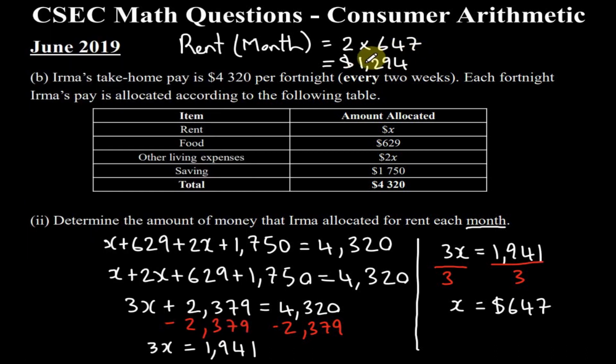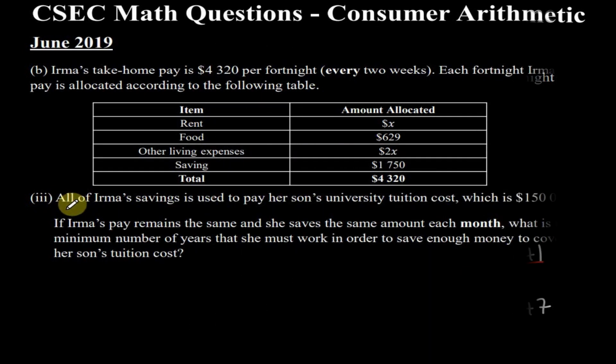So this is the amount that would have been allocated to rent over a month's period. Now looking at part 3 of the same question. All of Irma's savings is used to pay her son's university tuition costs, which is $150,000. If Irma's pay remains the same and she saves the same amount each year, what is the minimum number of years that she must work in order to save enough money to cover her son's tuition costs?